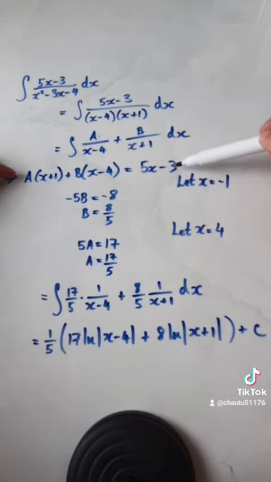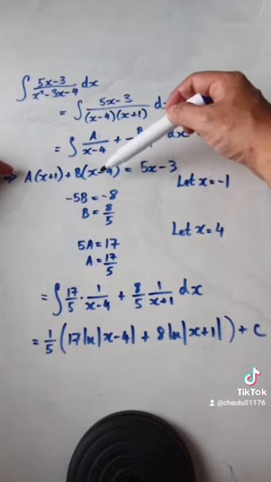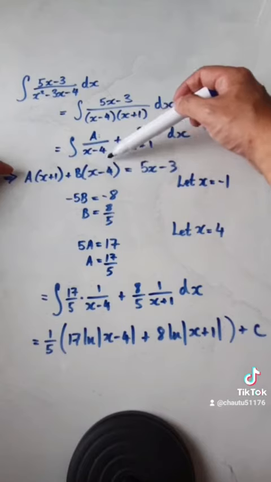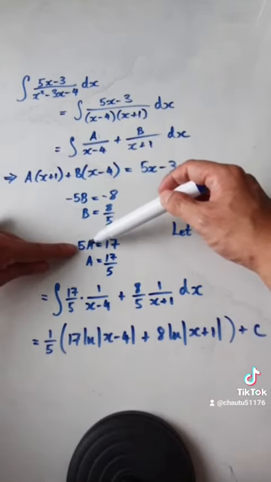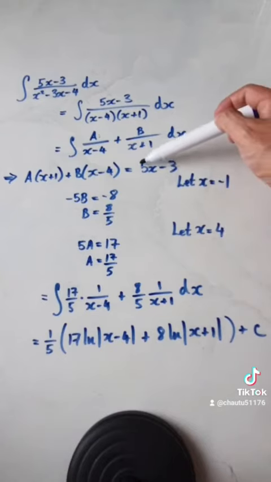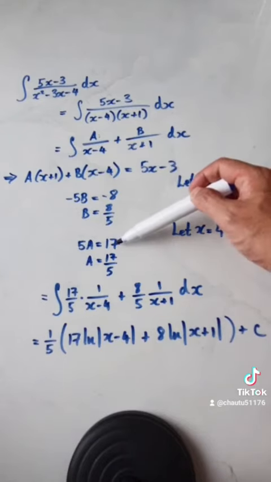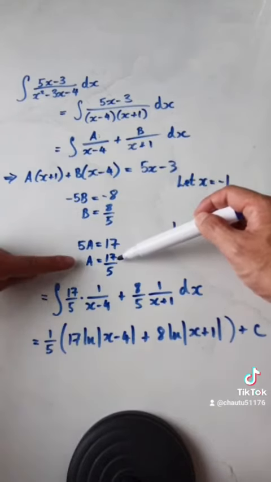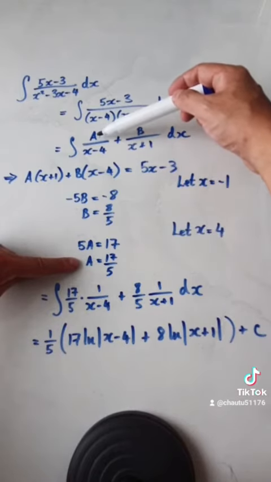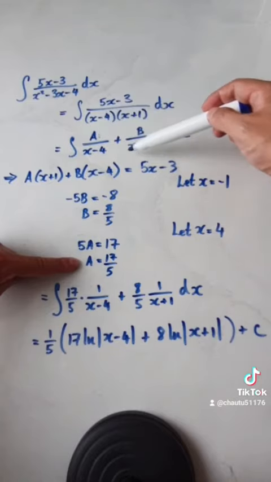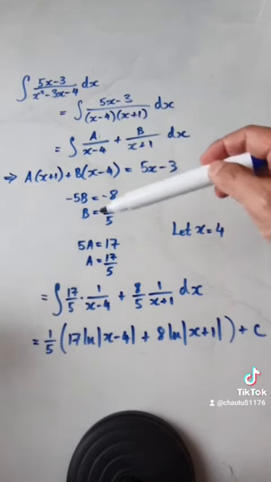Now looking at this, let x be 4. So when you put 4 into here, the B disappears. This would be 5A, and then this will be 20 take away 3, which will be 17. So A equals 17/5. So this A here must be 17/5. So this whole thing here will then become this.